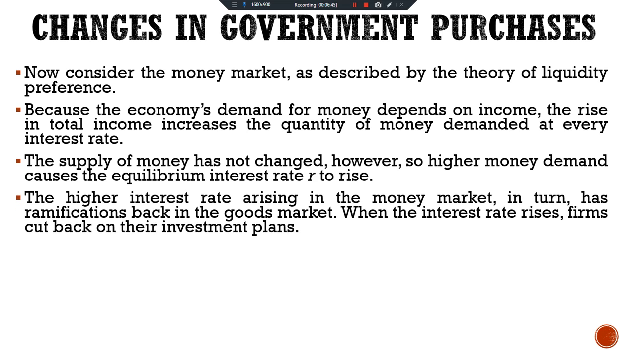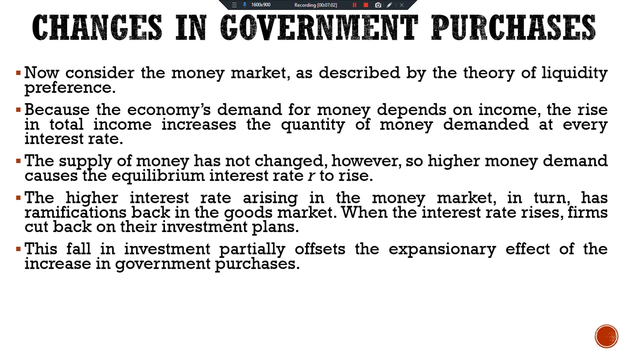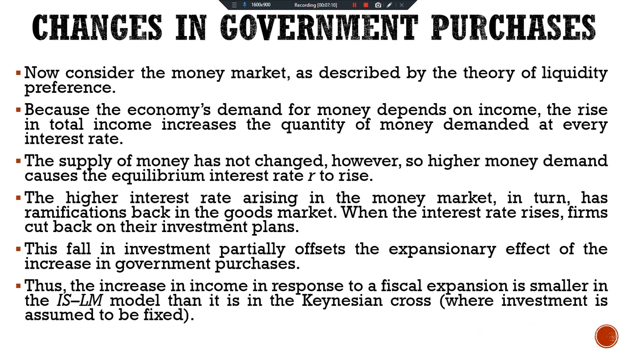The higher interest rate arising in the money market in turn has ramification back to the goods market. When the interest rate rises, firms cut back on their investment plans. This fall in investment partially offsets the expansionary effect of the increase in government purchases. Thus, the increase in income in response to a fiscal expansion is smaller in the IS-LM model than it is in the Keynesian cross, where we assume investment is fixed.